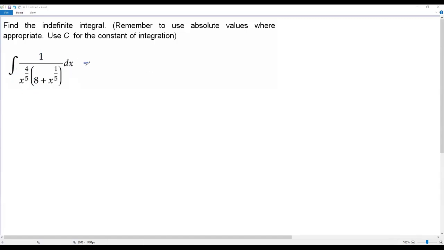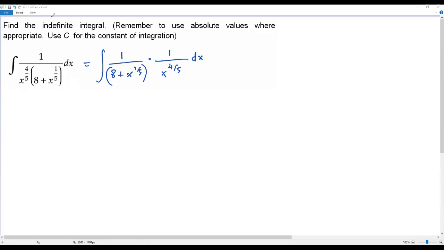Okay, first let me arrange the terms of this function over here. So integral of 1 over 8 plus x to the power of 1/5 times 1 over x to the power of 4/5 times dx. Here, if I consider the derivative of this particular part, its derivative is 1 over x to the power of 4 over 5, and we can write this derivative along with dx using multiplication. So we can use the method of substitution in this particular integration.